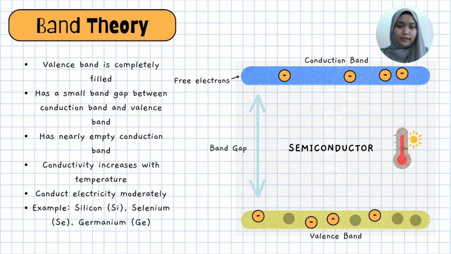In semiconductors, electrical conductivity depends on the Hall current. Increasing temperature increases the conductivity by providing thermal energy that excites electrons across the band gap, creating a Hall current, making it conduct electricity.